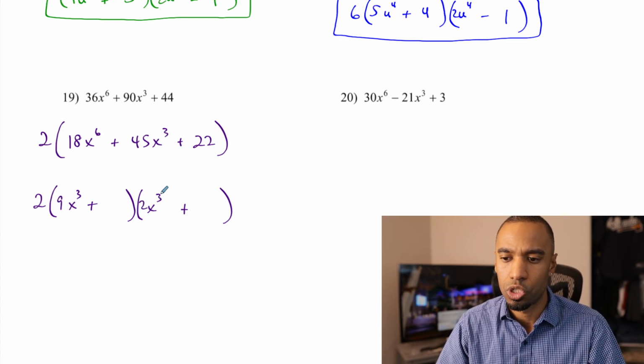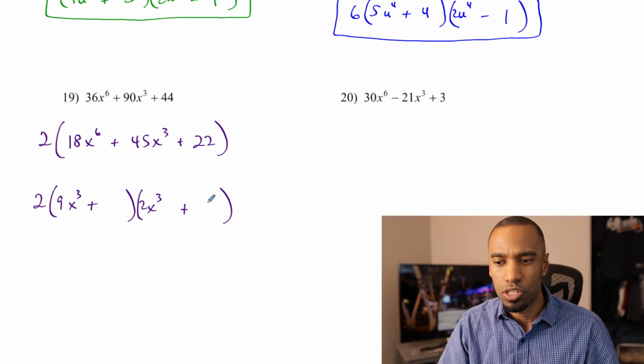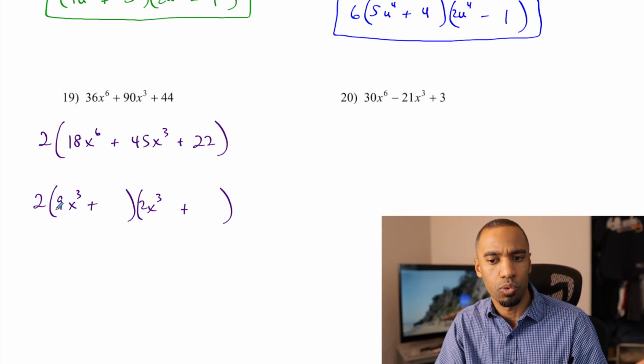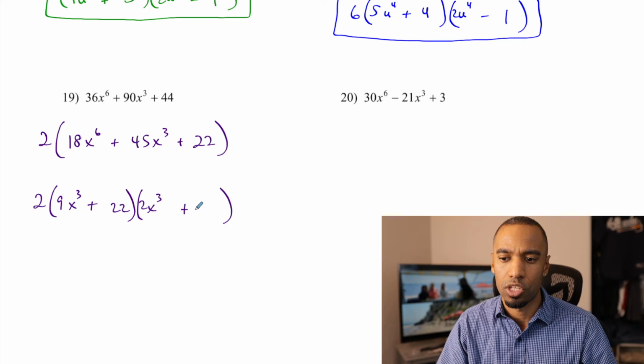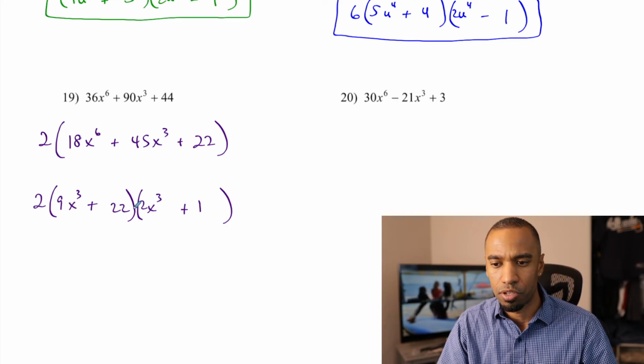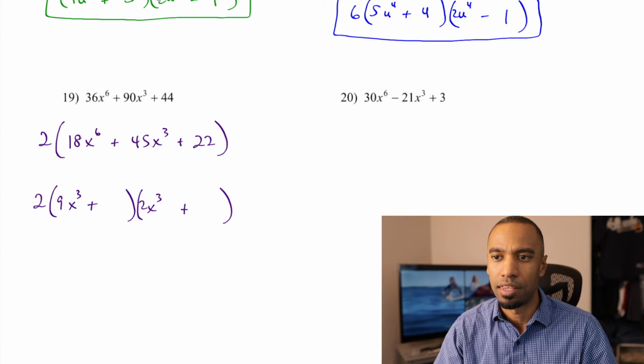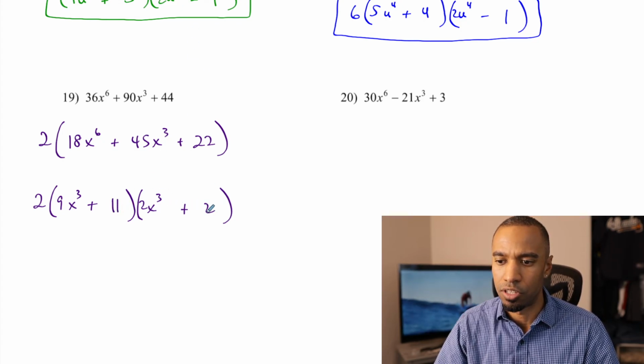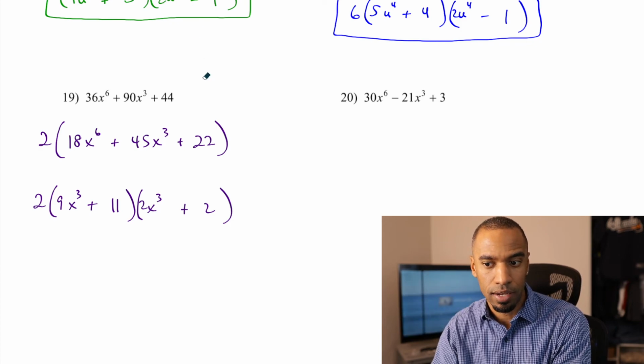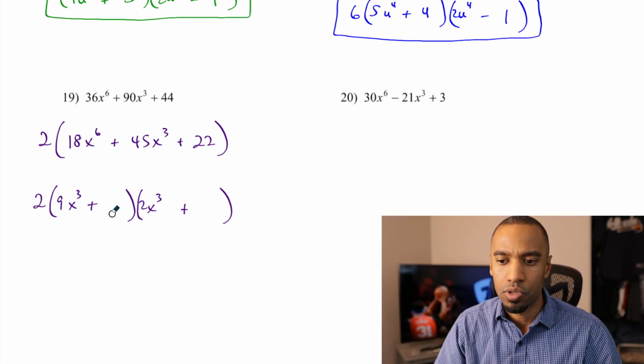So 9 and 2, I'll try next. With 22, too big. I think 22 here is going to be too large multiplying by this number. So we can try the 22 and 1 again. So that'll be 9 plus 44, also too big. So let's try 11. Again, the 11 here is too big as well. So let's try 11 and 2. Oh, can't be 2 right there, right? Can't have an even number. So that won't work either.